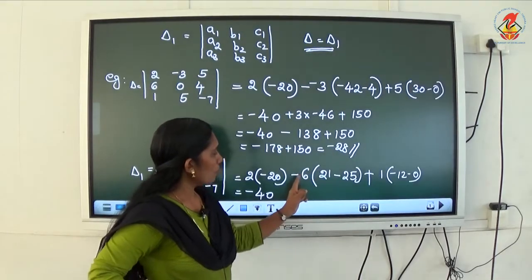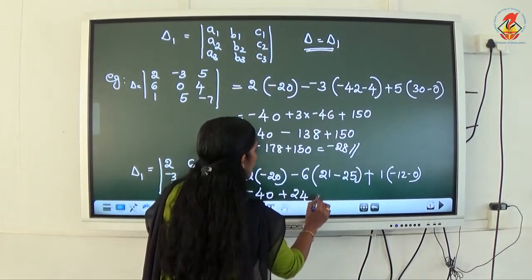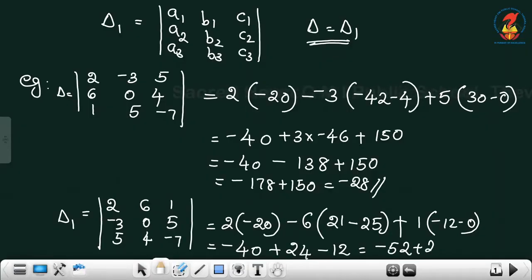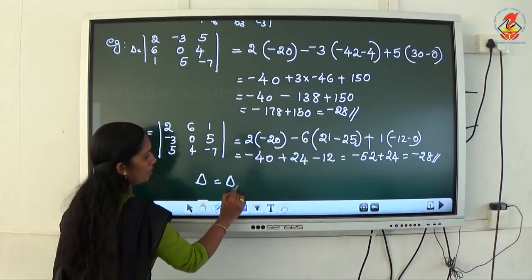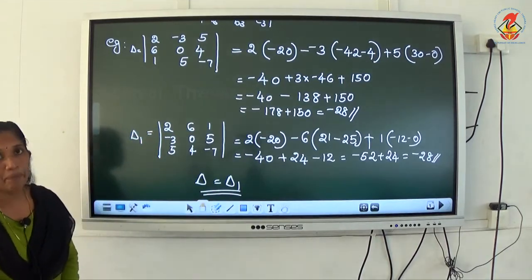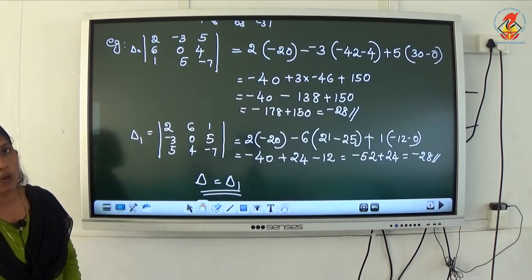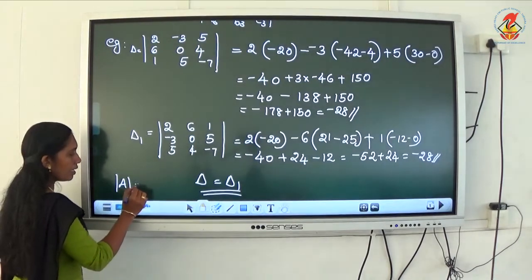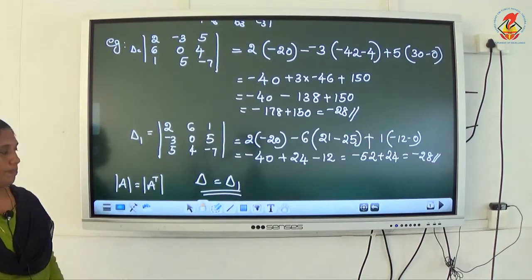Here it is minus 4. Minus 4 into minus 6 becomes 24. Then minus 12. That is minus 52 plus 24. Is it minus 28? So this delta and delta 1 are equal. So what is the first property? The value of the determinant remains unchanged if its rows and columns are interchanged. Or we can write simply like this, determinant A and determinant A transpose, both are equal.